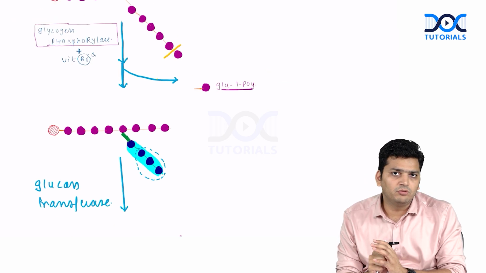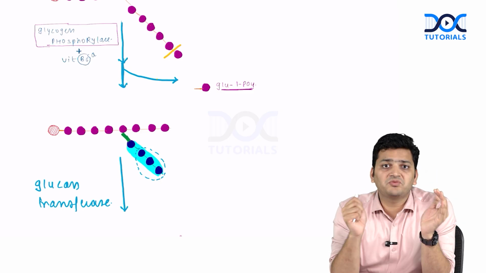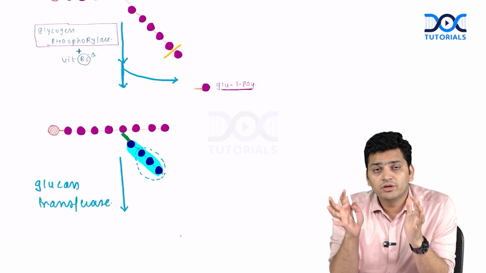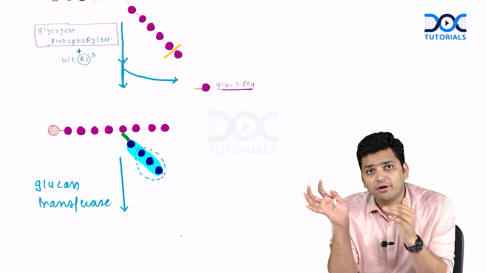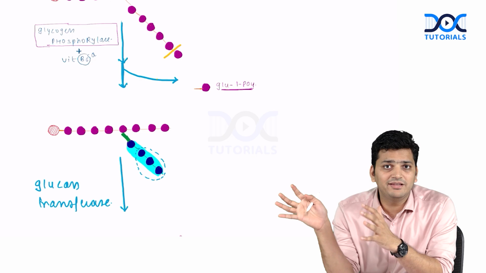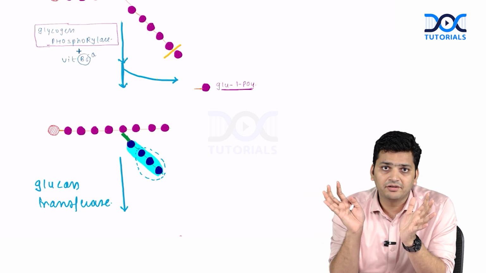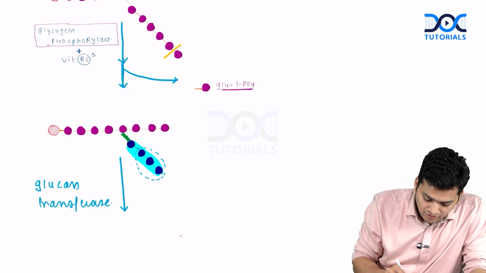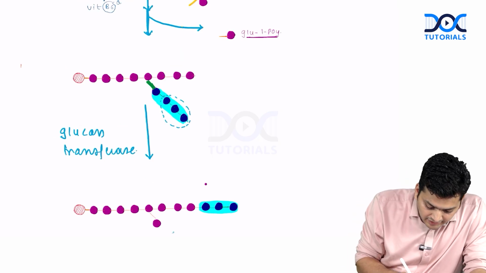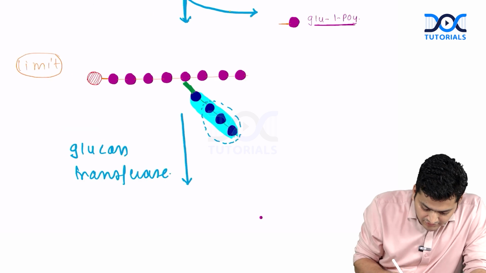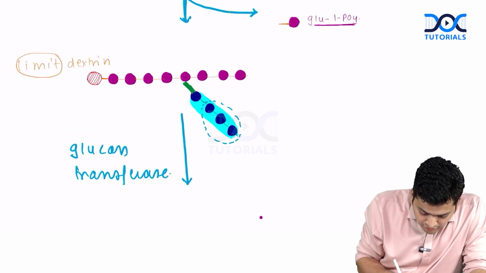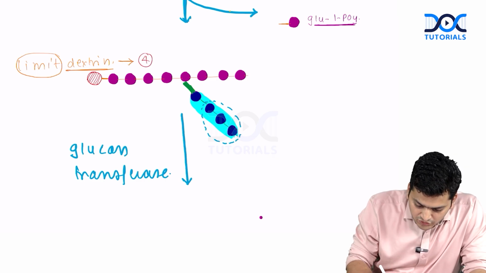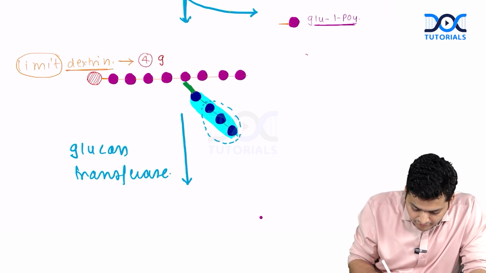This glycogen molecule cannot be cut. The glycogen phosphorylase has a limit: it can cut the glycogen molecule only up to the branching point. If 4 glucose molecules are attached, till this point it can cut. After that it can't cut, because this is the limit of the glycogen phosphorylase. So this particular structure of the glycogen is called the limit dextrin. What is the meaning of limit dextrin? Limit dextrin means 4 glucose residues attached from the branching point.